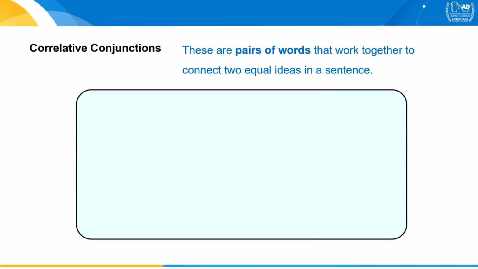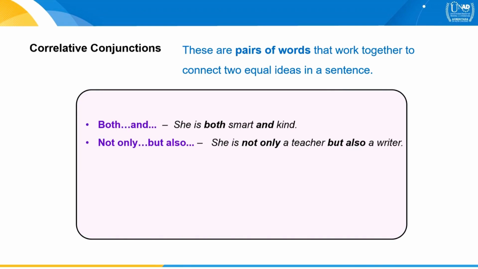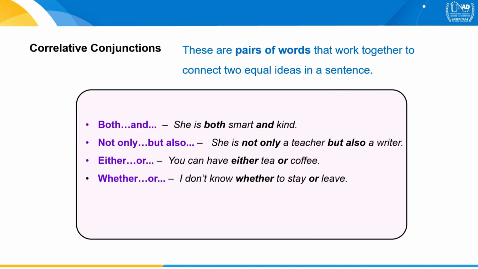Correlative conjunctions. These are pairs of words that work together to connect two equal ideas in a sentence. Both, and: she is both smart and kind. Not only, but also: she is not only a teacher but also a writer. Either, or: you can have either tea or coffee. Whether, or not: I don't know whether to stay or leave. Neither, nor: he likes neither apples nor oranges.